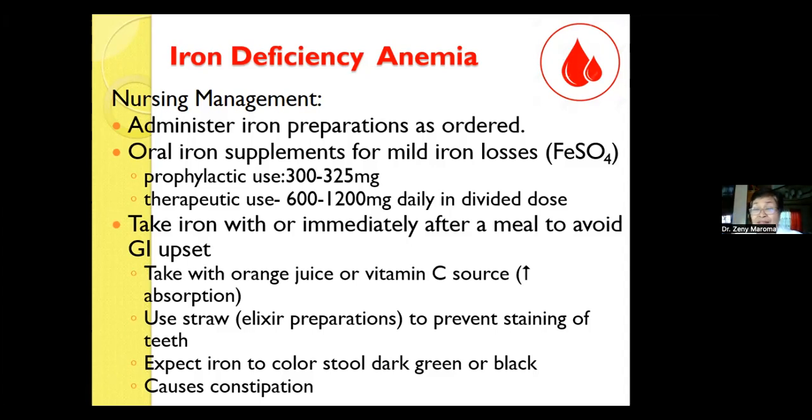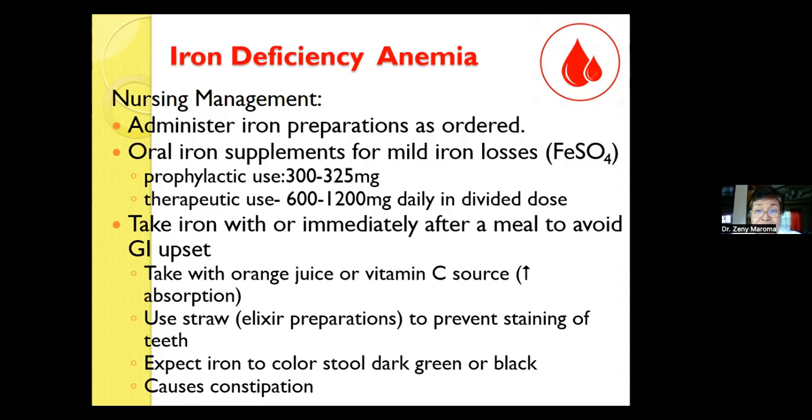So ito yung NCLEX question. So the client is to receive iron supplement 3 times a day. The nurse should administer before meal, after meal, or in between meal. What's your answer? Please open your microphone or you may chat.